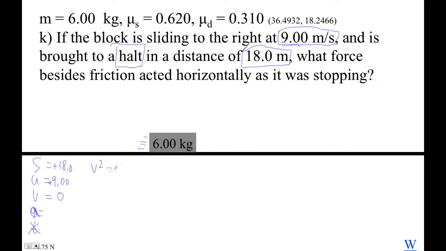So v squared is u squared plus 2as. 0 squared is 9 squared plus 2 times a times 18. Okay, so let's see, a is going to be parentheses, 0 squared minus 9 squared, right parenthesis, divided by 2, divided by 18, negative 2.25.